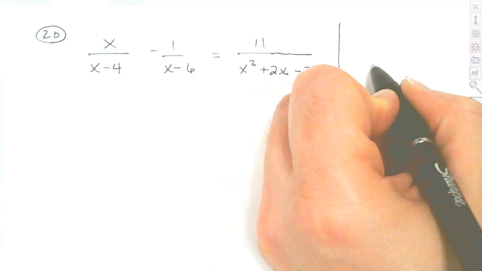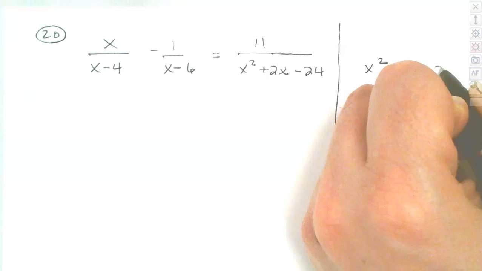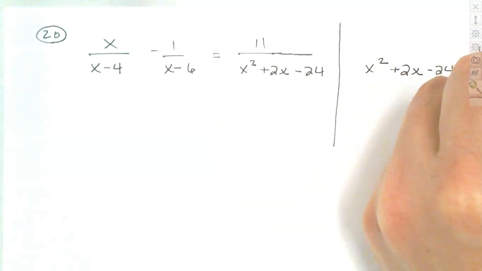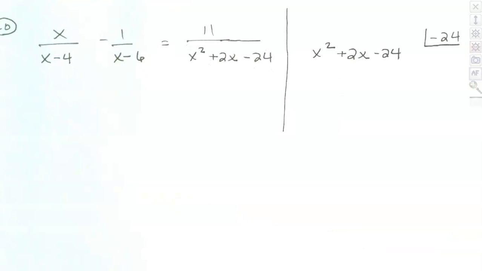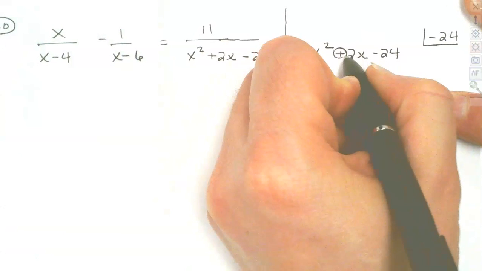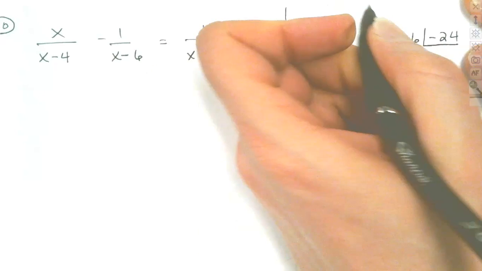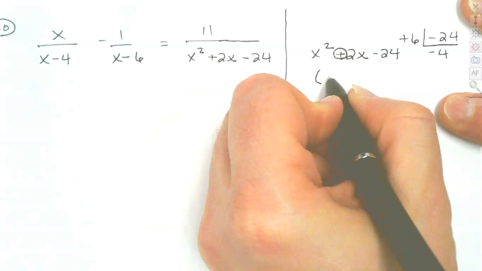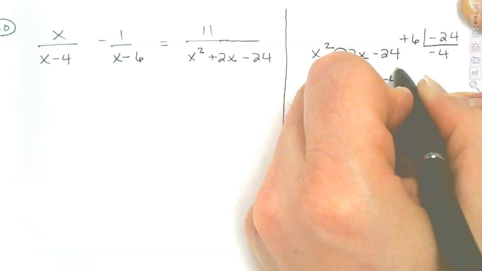So we're going to take that x squared plus 2x minus 24, and we're going to factor it. And it should be pretty easy to see the two numbers. It's a negative 24. Middle's positive, so that means one positive, one negative. And we're going to use a 6 and a negative 4. So that factors then into x plus 6, x minus 4.